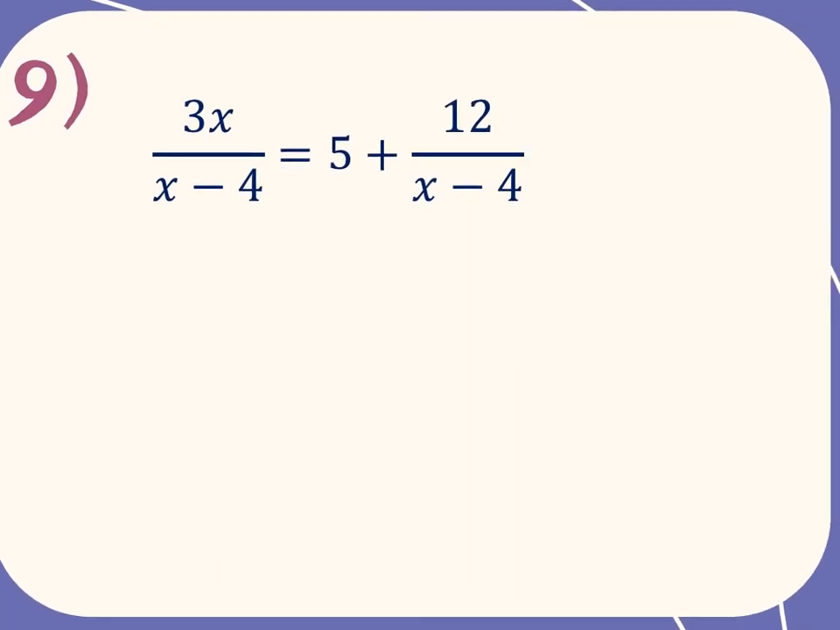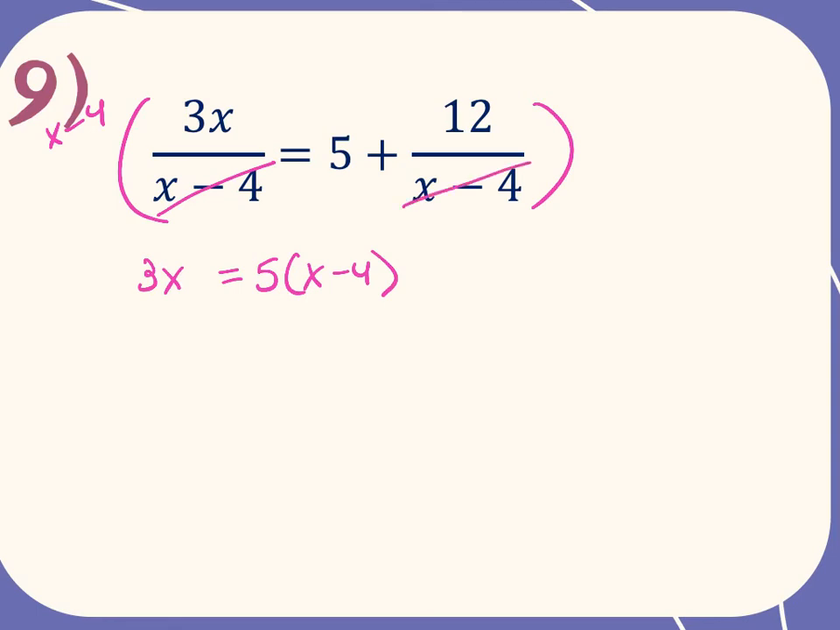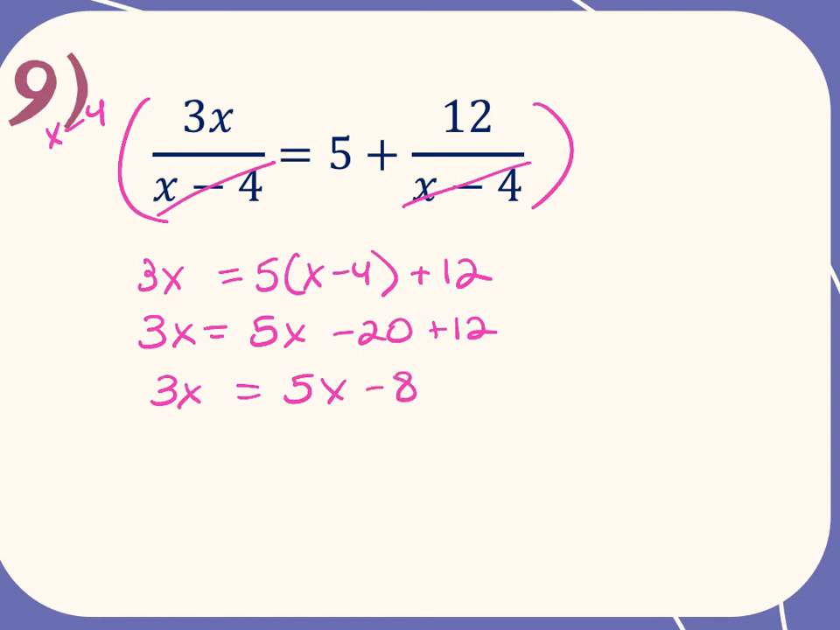So 9 only has one denominator. I'm going to multiply everything by x minus 4. From that first denominator, it's going to cancel, and I get 3x. 5 gets multiplied by x minus 4. Second denominator, it's going to cancel, plus 12. Distribute the 5. Combine my like terms. I can subtract the 5x, negative 2x equals negative 8. Divide by negative 2, x is 4.